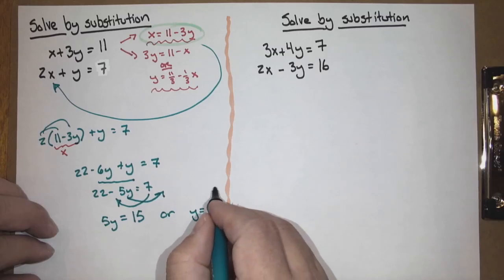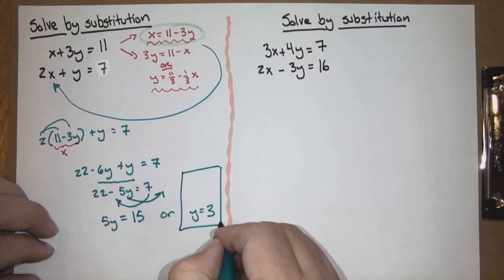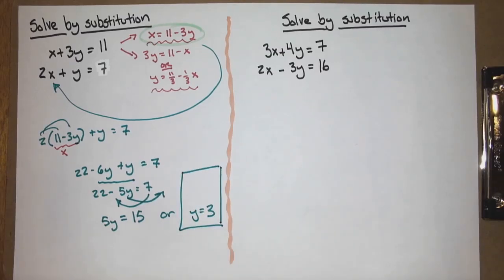Now, is this our answer, and why not? What are we missing? We're missing x. So when we talk about the solution, we need to know both x and y. Right now, all we have is y. We do also have a suspiciously big gap, so that's okay. We'll have enough space to finish the problem.